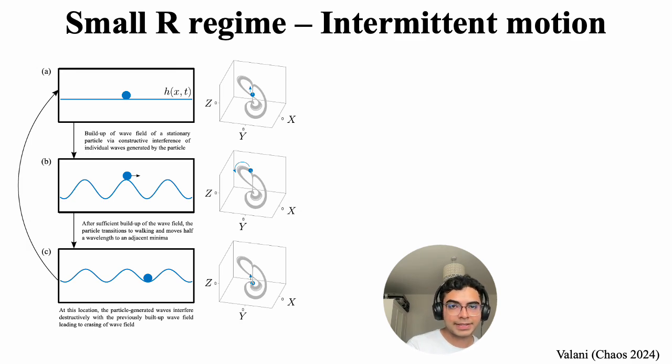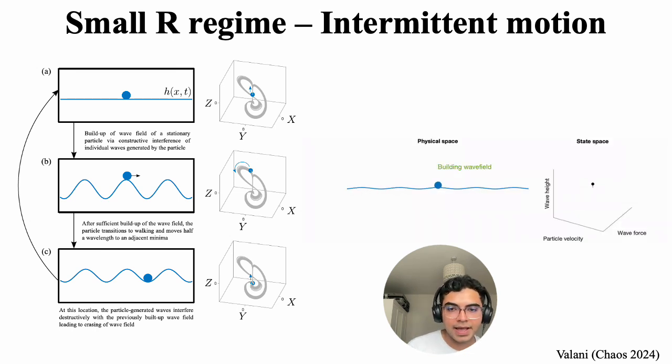Now at this location of the minima, the particle will continue to generate waves, but the new waves that the particle generates will interfere destructively with the previously generated wave field. So in a sense, the droplet is erasing its wave field in this process, and it will go back to having a flat, no wave field, and then this process repeats. Hence you get this intermittent motion where you have a buildup of wave field where the particle is stationary, and then it suddenly does a step of half a wavelength, and then the process repeats.